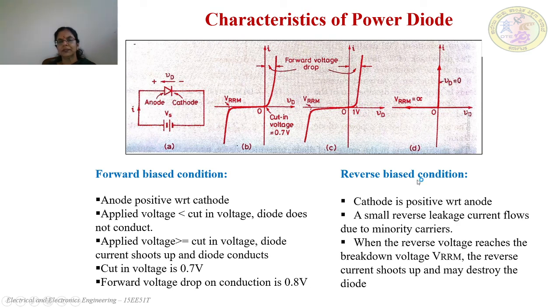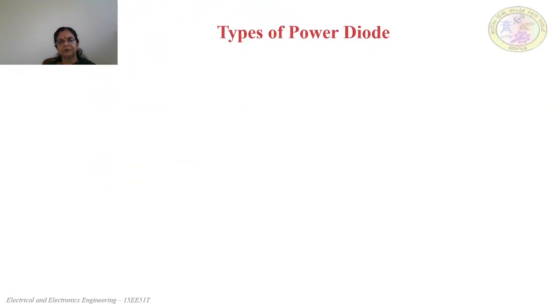During the reverse bias condition, cathode is positive with respect to anode. A small leakage current will flow due to minority carriers. When the reverse voltage reaches the breakdown voltage, that is VRRM, the reverse current shoots up and may destroy the diode.